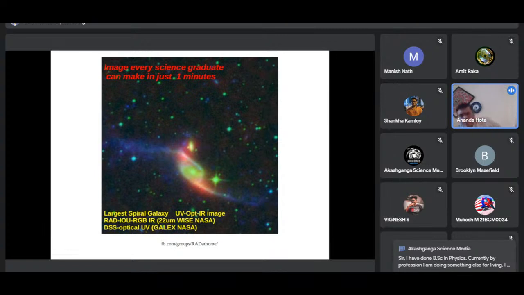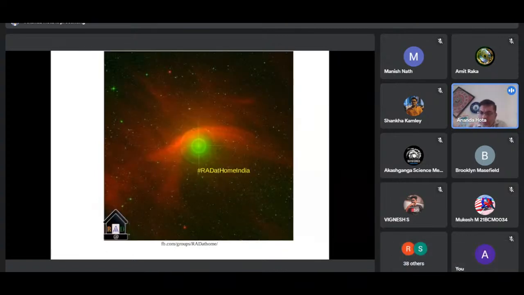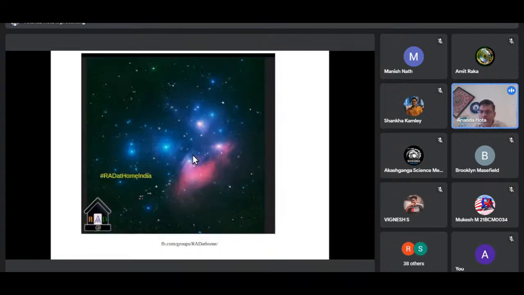Okay, so in a single picture of UV, optical, IR, we are getting multiple components of space. For example, here, IR 22 micron is in red, optical is in green. What do you see? This is a shock wave of the interstellar gas and dust that is there. The star is moving, with a stellar wind, like solar wind. It is pushing aside all this material. It is seen. Similarly here, these are the Pleiades or Krittika.